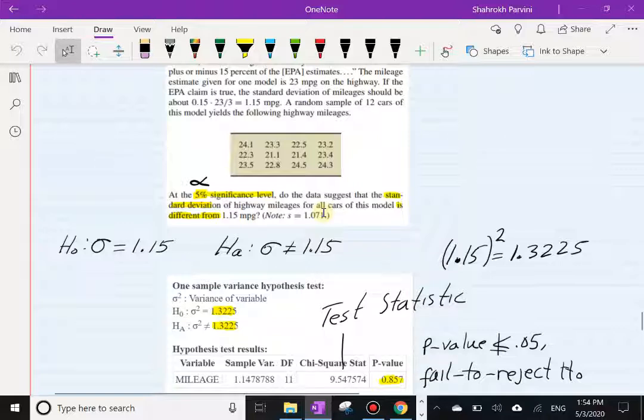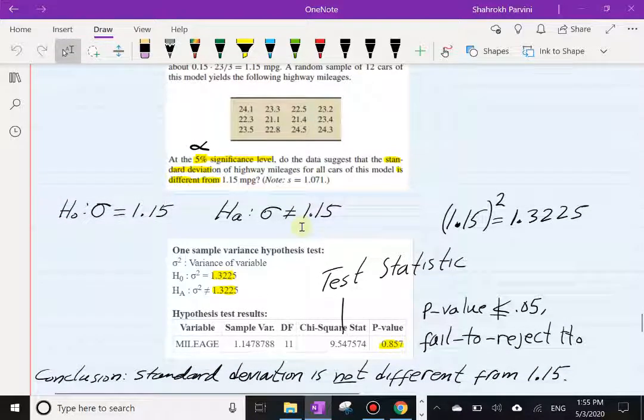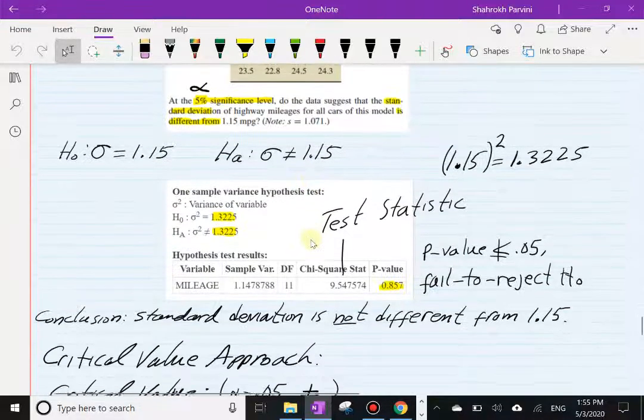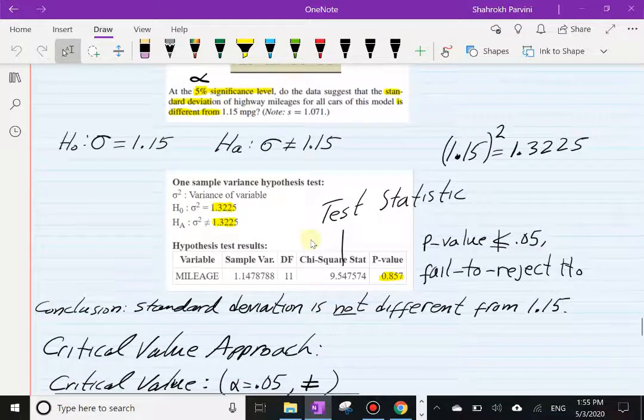Now, when we run this, I'm going to run this in two ways. Because we have the data, I run it with data, and then another, we're going to run it with summary stats, meaning if I know the standard deviation that I'm given. Okay, so first, to finish this off, our conclusion is that the standard deviation is not different from 1.15.